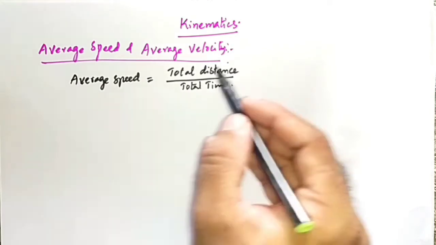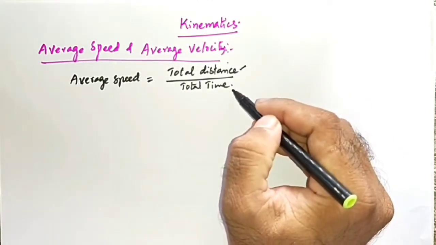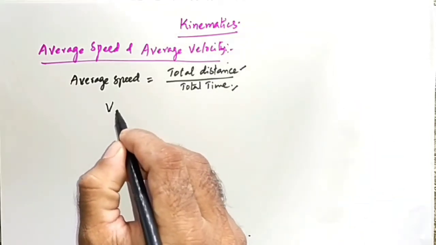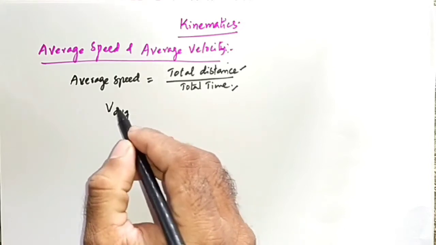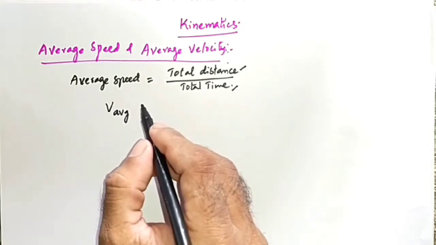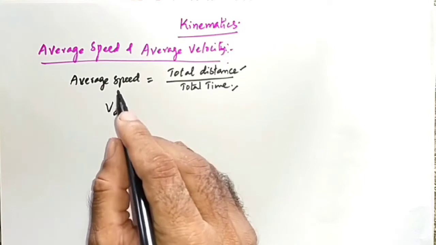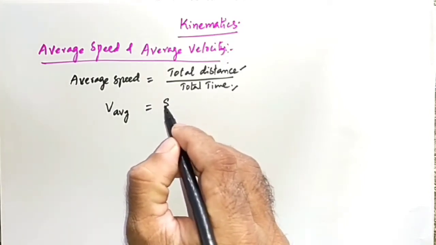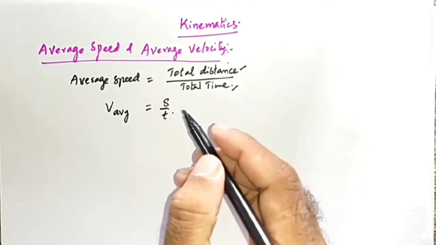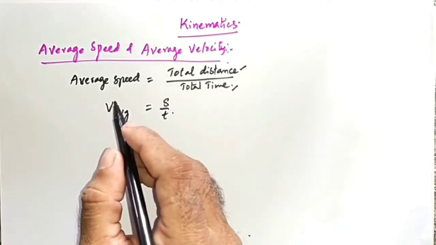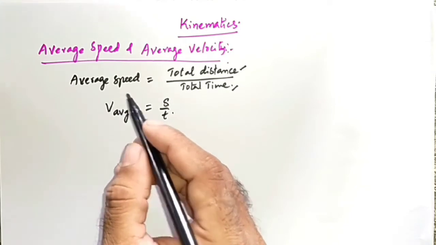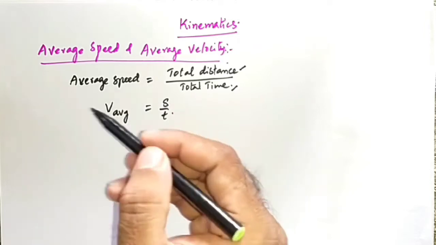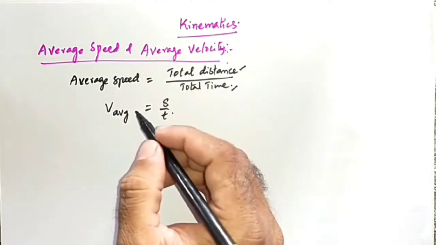So this is calculated as total distance traveled divided by total time taken. It is denoted by V_avg, V suffix AVG, that is V average, meaning average speed. That is total distance by total time taken. Units will be the same as speed. There are no other units for that. It is speed only, but we are calculating average speed, meaning for total distance.